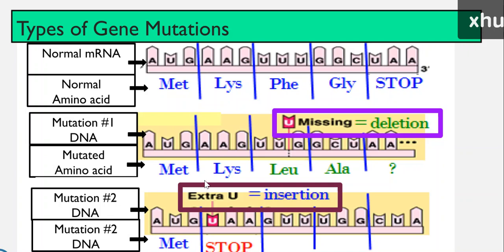Take a look here. In the middle example, I have deleted the letter U. What is the resulting protein? Well, as you can see, all of the amino acids after that deletion have been changed. Instead of PHE, we now have LEU. Instead of GLY, we now have ALA. And there's not enough bases in order to make a final amino acid.